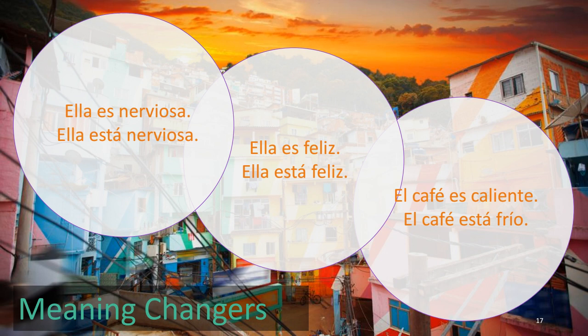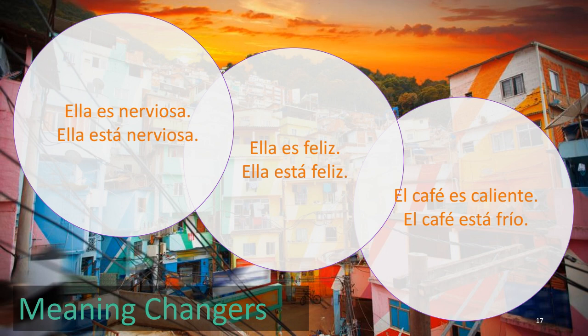It's really important for me to point out that sometimes you can decide whether to use the verb ser or estar. When you do this, you will need to be very careful because the meaning will change depending on what verb you use. If you say ella es nerviosa, you're implying that she is a nervous person. That's part of her personality. If you say ella está nerviosa, you're saying that she's just nervous right now in the moment. If you say ella es feliz, you're saying that she is a happy person in general. You say ella está feliz, you're saying that right now she's happy, but that could change.